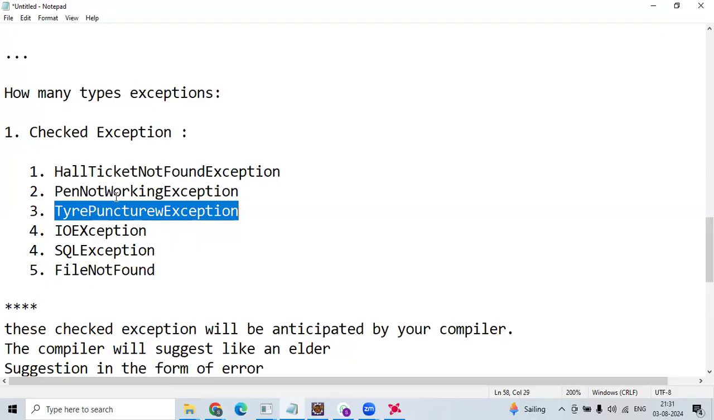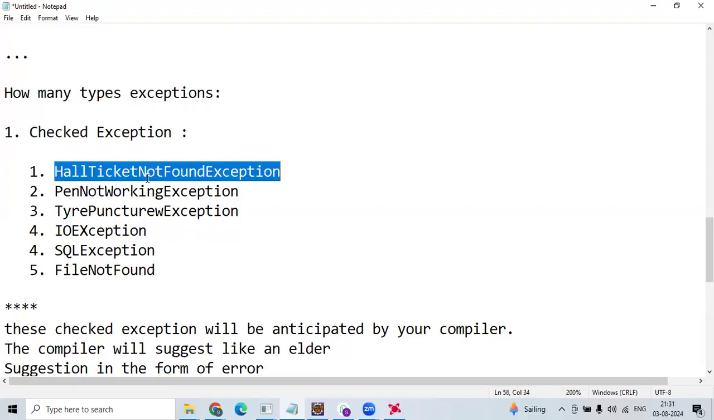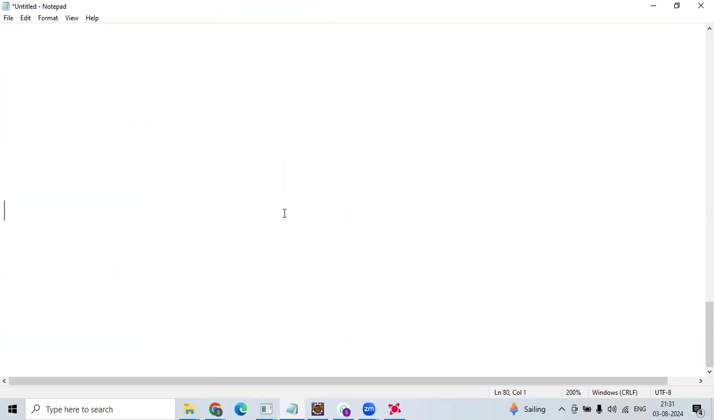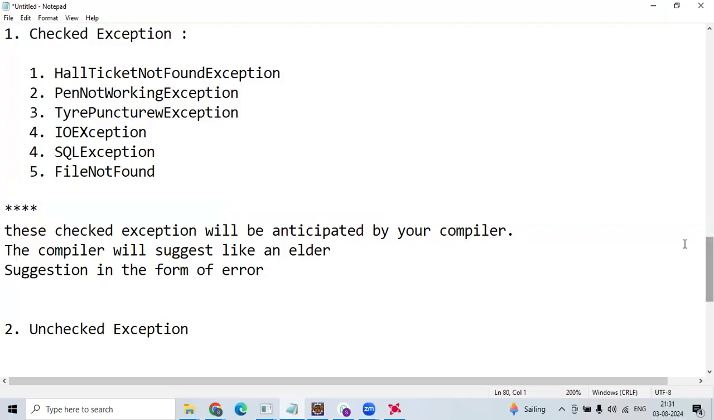And at the same time you can say in the exam your pen may not work. So make sure you have a proper pen in proper condition. And the hall ticket not found exception. Okay, the same thing. Okay, guys, is that clear? Checked exception. Yes, sir. Okay, so first thing, checked exceptions can be predicted or anticipated by the compiler. And for checked exceptions, if you don't make an alternative, it will throw an error. Okay, that is the first point.